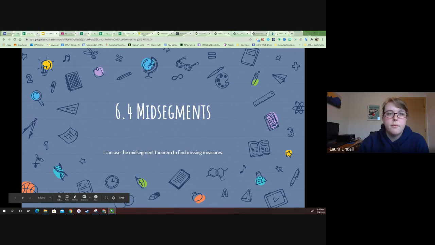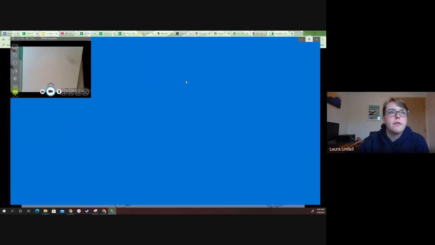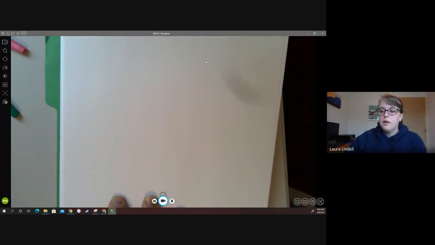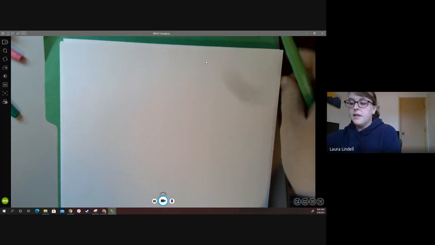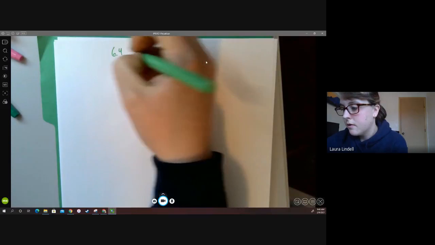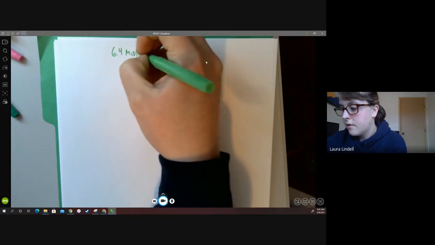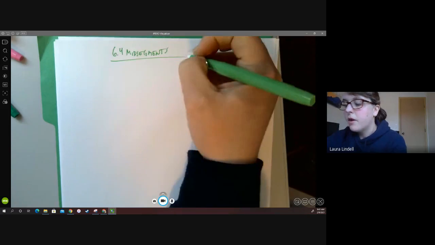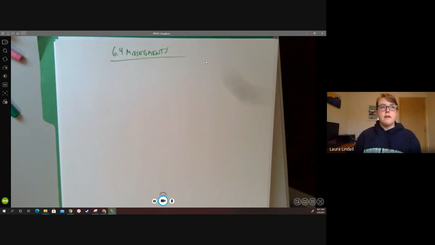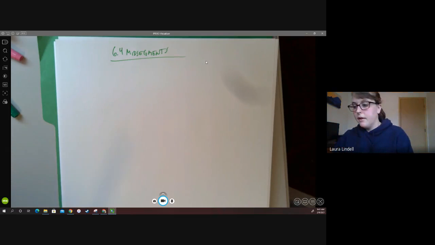All righty. So first of all, 6.4 mid-segments. We need to know what a mid-segment is, because we are going to talk about the mid-segment theorem, but first we need to know what is a mid-segment.